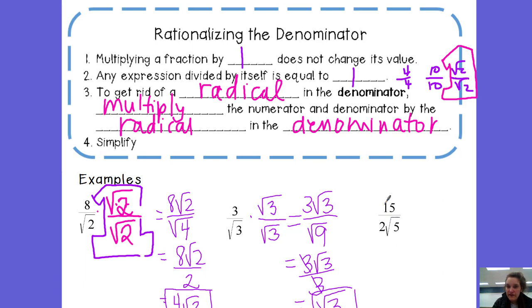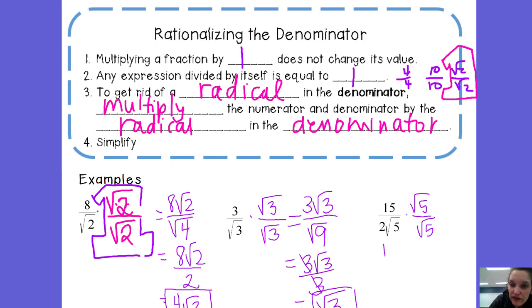Let's do another one. 15 over 2 root 5. I cannot leave that root 5 in my denominator. So I'm going to make my fancy 1 by taking root 5 on top of itself. Root 5 over root 5. When you make your fancy 1, only use the radical. Don't worry about the coefficient that's also in the denominator. Only use the radical that's in the denominator.